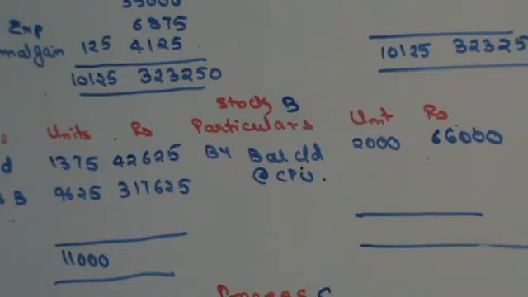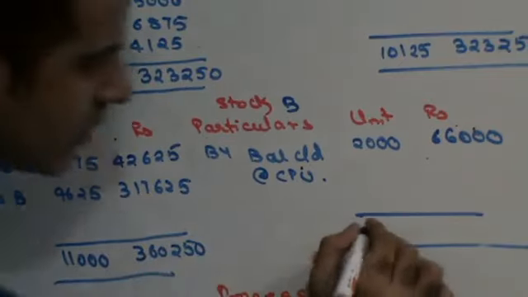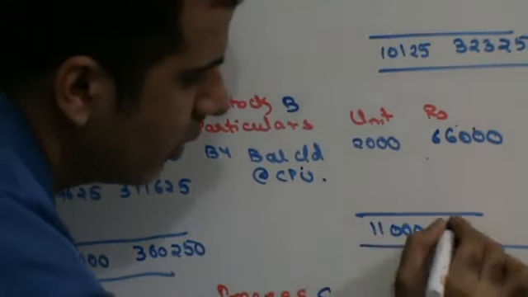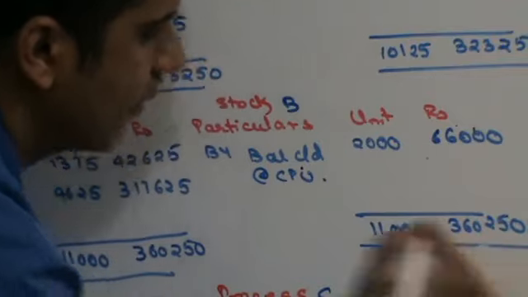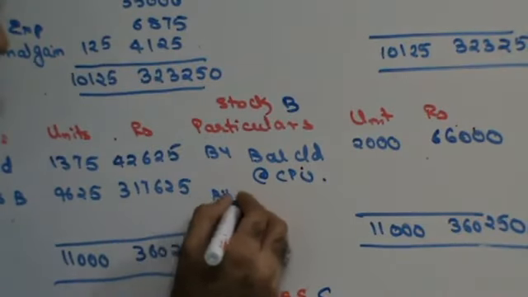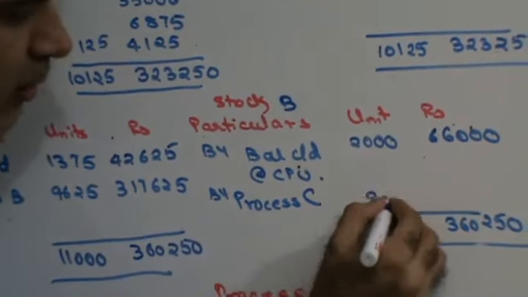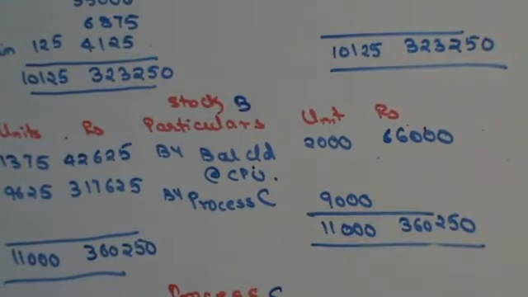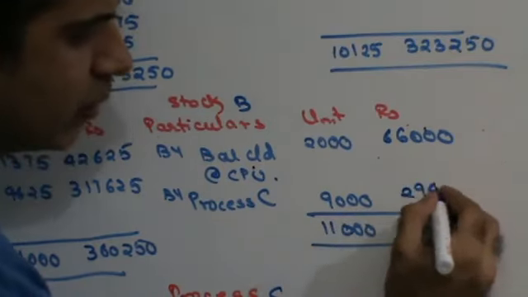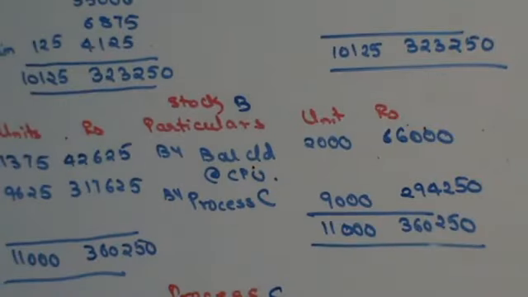Right? 42,625 plus 3,17,625 will give you 3,60,250. This is 11,000. 3,60,250. This is going to be by process C. So this will be 9,000. Now 3,60,250 minus 66,000 will give you 2,94,250. Right, 2,94,250.